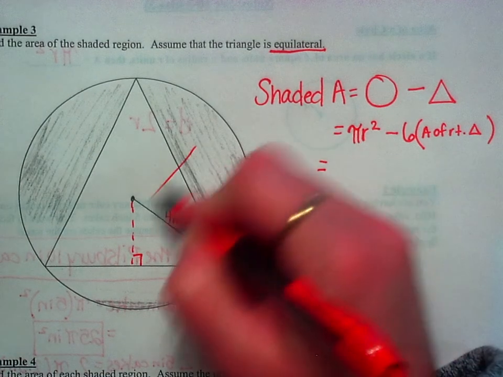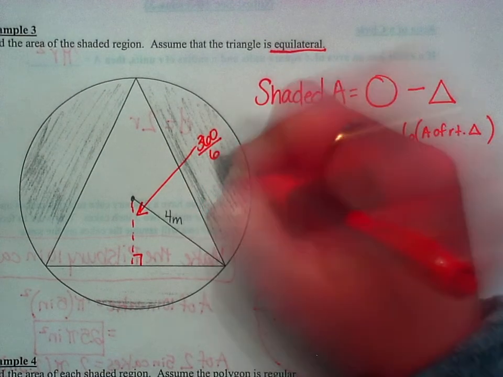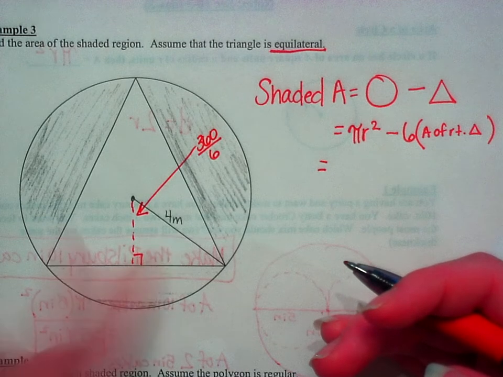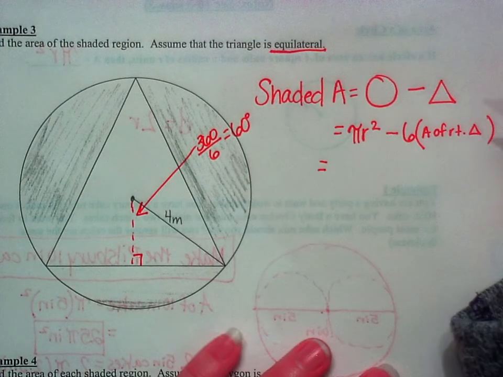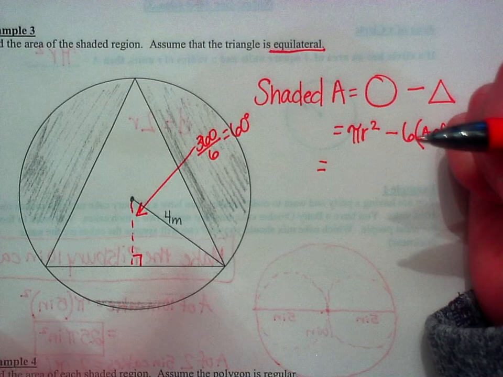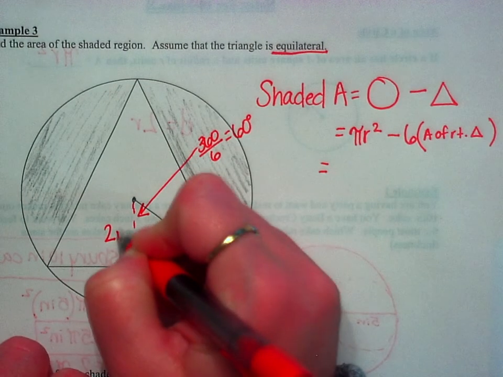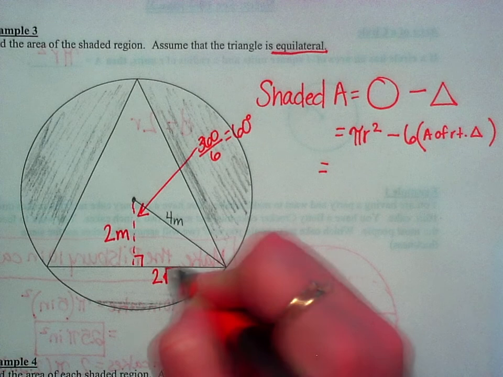So first we're going to figure out this angle. It's going to be 360 divided by 6. Again, we're dividing by 6 because there are 6 of these right triangles inside the big triangle. And we get 60 degrees. In a 30, 60, 90 triangle, this is your 2n, so your n is half of that. So your n is 2 meters. And then this side would be 2 square root 3 meters.